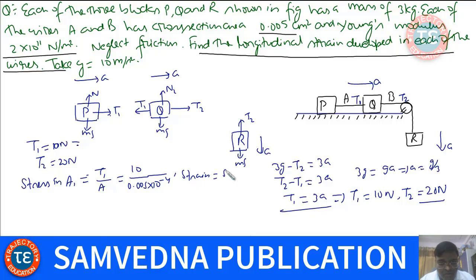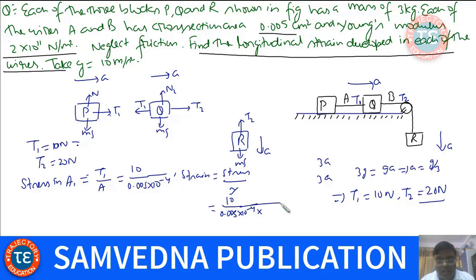And we want strain, so that will be stress upon Young modulus, right? So this is going to give me 10 upon Young modulus. What is Young modulus? Young modulus is, so how much this will come? -4, -3, -7, 10 to the power -4, right?